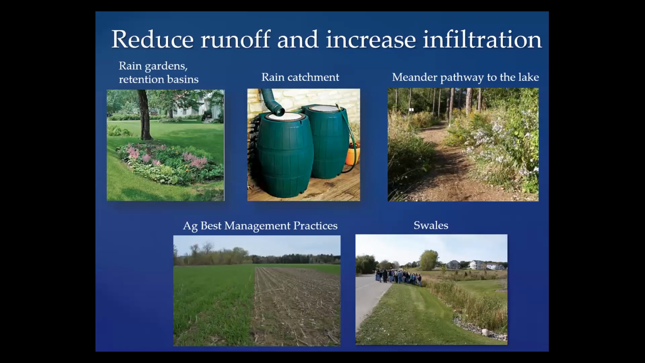Other ways to increase infiltration, again, just this general theme of mitigating our increased runoff on the landscape is how can we increase infiltration? Doesn't all have to happen right at the water's edge. Anywhere in the watershed, rain gardens, retention basins, rain catchment off your gutters, use water to water things later. Something as simple as how your pathway approaches the lake, how your access approaches the lake can greatly affect runoff. Of course, the county conservationist is often working in the county with producers on best management practices, cover crops, reducing ag runoff, things like that.